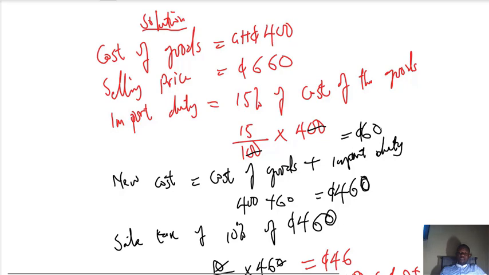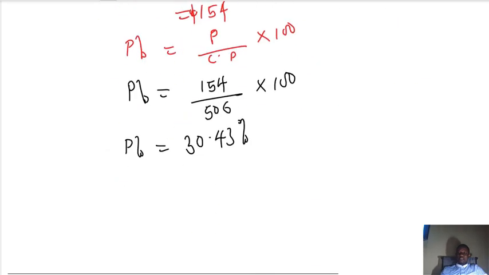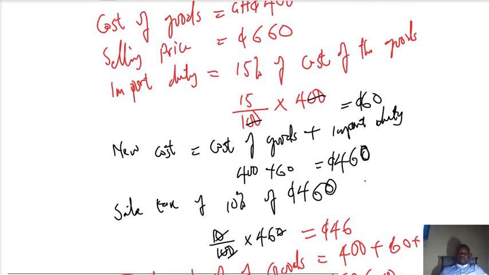If they did not ask us to include the import duty, we should have found 10% of the 400 Ghana cedi. But the question says including the import duty. It says sales tax of 10% of the total cost of the goods, including the import duty. So that is why we add the 60 Ghana cedi to 400 to get 460. Then we find 10% of it, and we got it to be 46 Ghana cedi, and that is it.